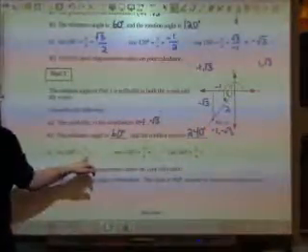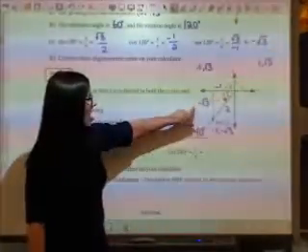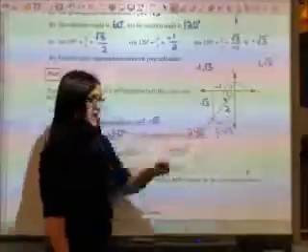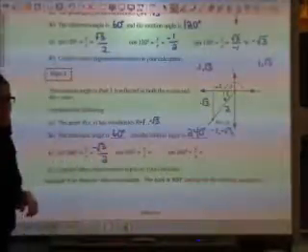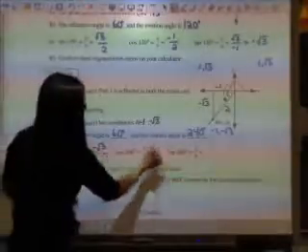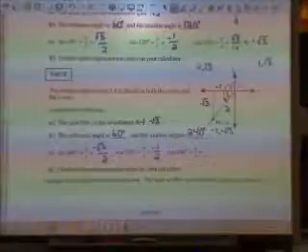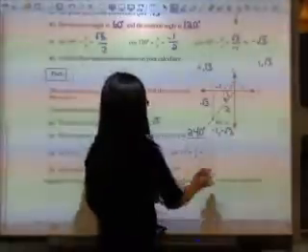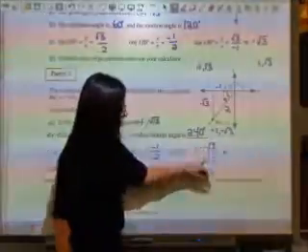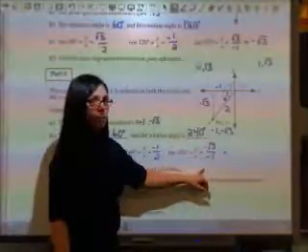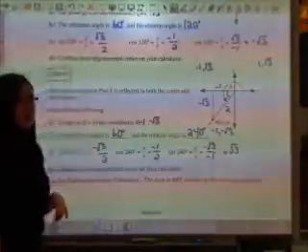So again, if I go back to my trig function, sine is opposite over hypotenuse. Opposite over hypotenuse would give me -√3/2. Cosine, -1/2. And with tan, I get -√3/-1. The two negatives give me a positive answer. And I get positive √3.